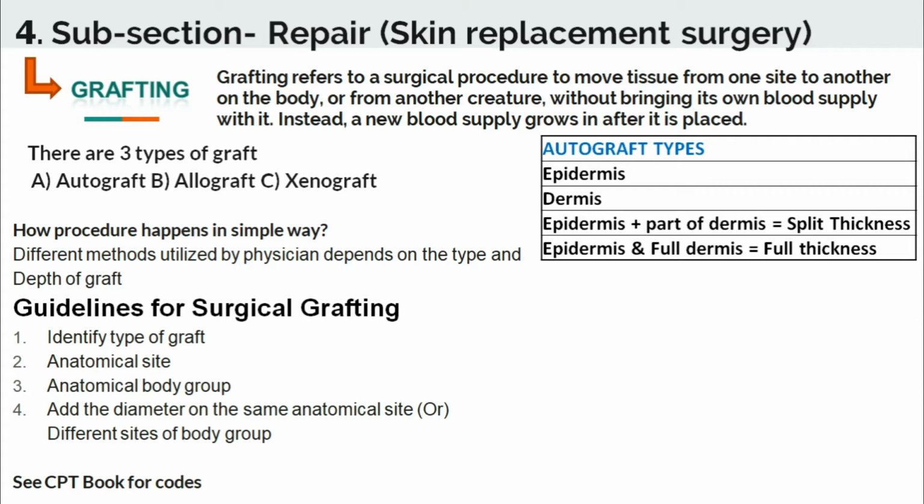Now again, there are different types of autograft, or you can say depths or levels of autograft. In the table you can see epidermis, which is the superficial layer of the skin, and dermis, which is the second layer of the skin. Split thickness autograft includes the epidermis and part of the dermis, and full thickness autograft includes the epidermis and the full dermis.